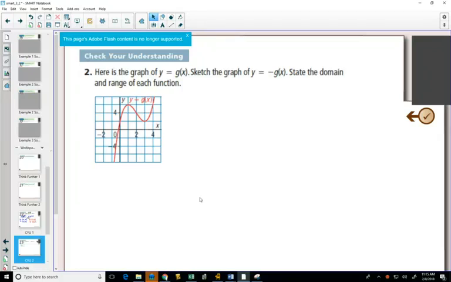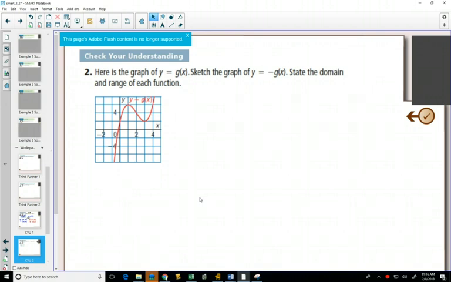We are given the graph of g of x, and we want to sketch the graph of y equals negative g of x. So we see that negative sign, and now we have to start to think, okay, what kind of reflection is this one going to be? Is this going to be a horizontal reflection, or is it going to be a vertical reflection?